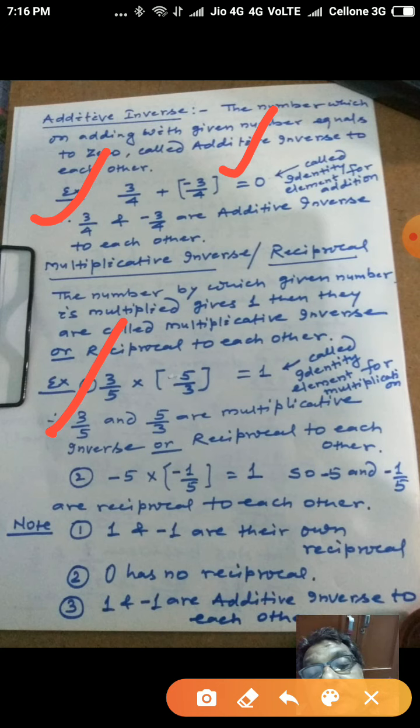Okay. Now similarly, another example is here: given number minus 5, then its reciprocal or multiplicative inverse will be minus 1 by 5, because then only it will give 1. So minus 5 and minus 1 by 5 are both reciprocal to each other.